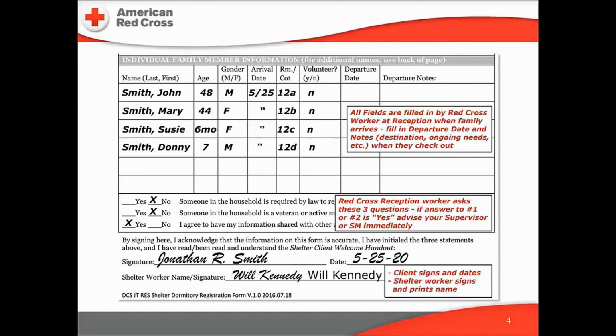The client's signature and the date, the registration staffer's signature and printed name complete the form. This form and the information it contains is never shared with anyone who is not a Red Cross person, who needs the information, and who is authorized to see it. Since the form obviously contains personal and confidential information, it is kept in a secure location, usually in the registration folder or book in the Red Cross shelter office.